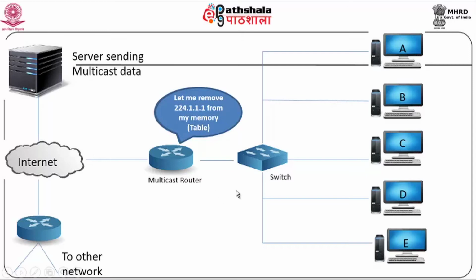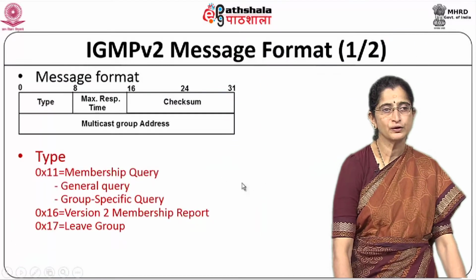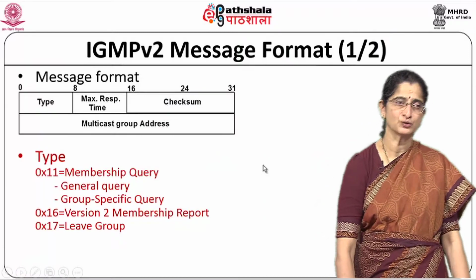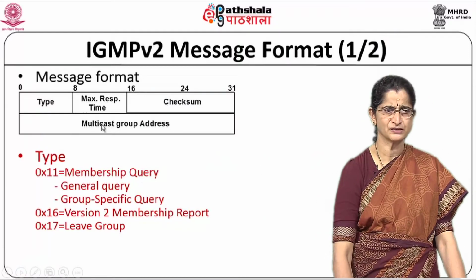It will still have the other group, the D and E group, because E is still a member of this. So, that entry will still be there, but the other entry will be removed. So, this is basically how the IGMP V2 joining and leaving of the group takes place. Okay. So, if you look at the message formats which are used for this, it is a very simple message format basically.